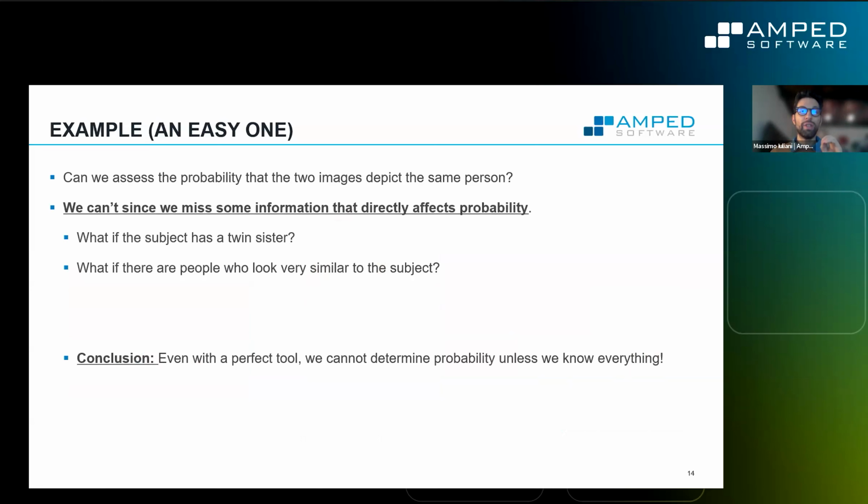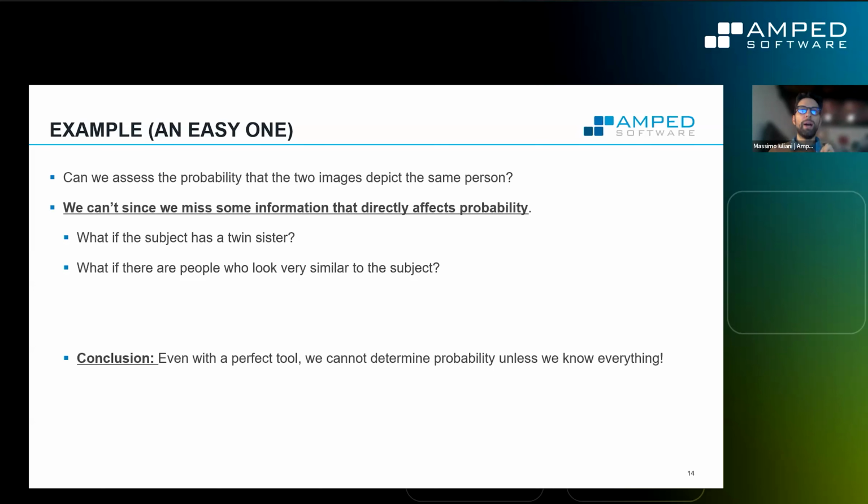Let's imagine, for instance, if this girl has a twin. So it means that if she has only one twin, maybe the probability is 50%, just to say something, because it can be her or the twin. And what if there are many people who look very similar to the girl? So which is the probability? We can't say it. And why we can't say it? Because we miss a piece of information that is what we will call later background information. Okay? And we have to say that in most cases, you don't have this information available.